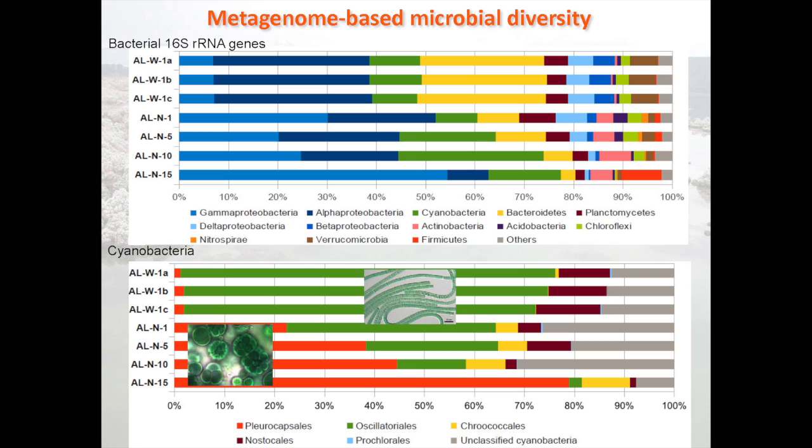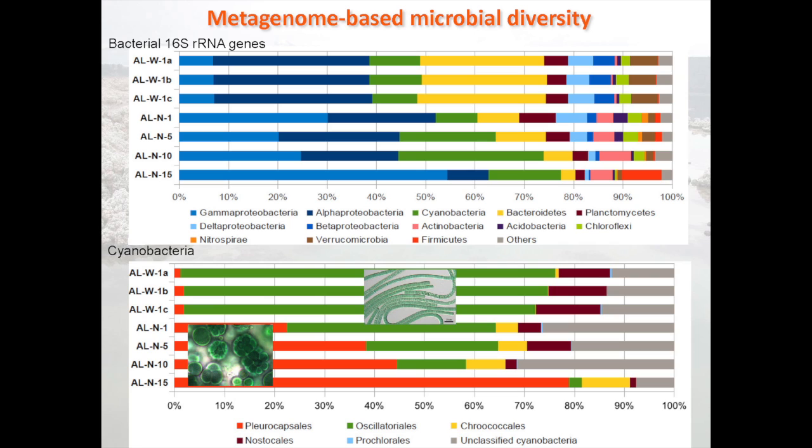We then looked at the diversity of bacteria, and they are highly diverse in addition to abundant, with many different groups, but the most important are the gamma and alpha proteobacteria, cyanobacteria, also bacteroidetes, and many other groups. Each of these groups is, again, highly diverse when you zoom in, with many, many operational taxonomic units, which are proxies for species, so several hundreds, more than 1,000 species in these samples.